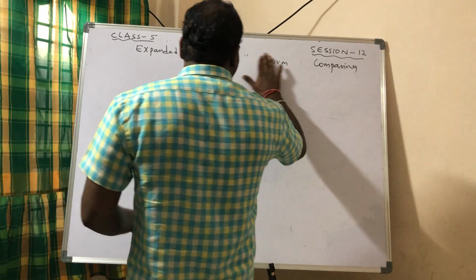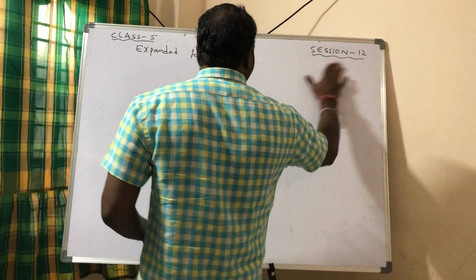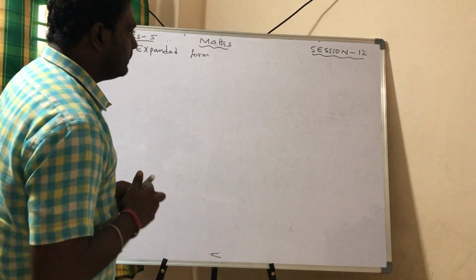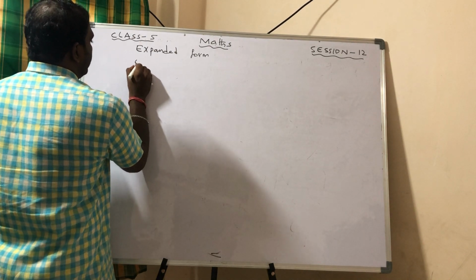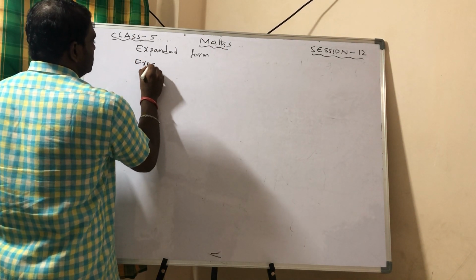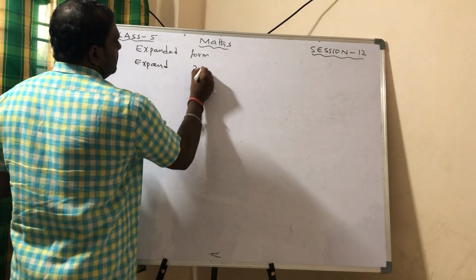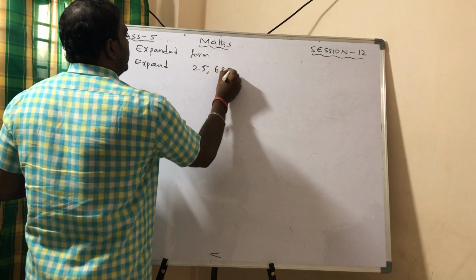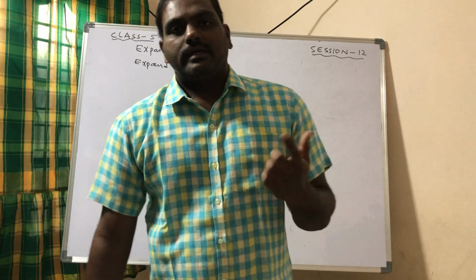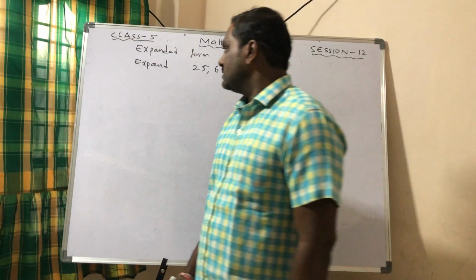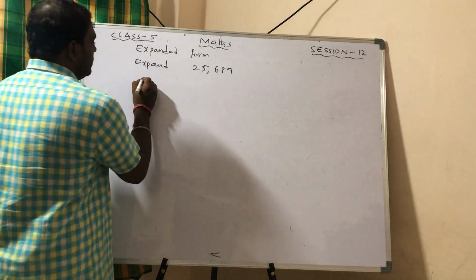So the first one, I'll explain the first question. I will explain my own questions, then we can go for the exercise sums. So the question is: expand 25,689. Suppose this is the question given. I will give the small numbers, then we can go for the big numbers. So write. It's very simple.